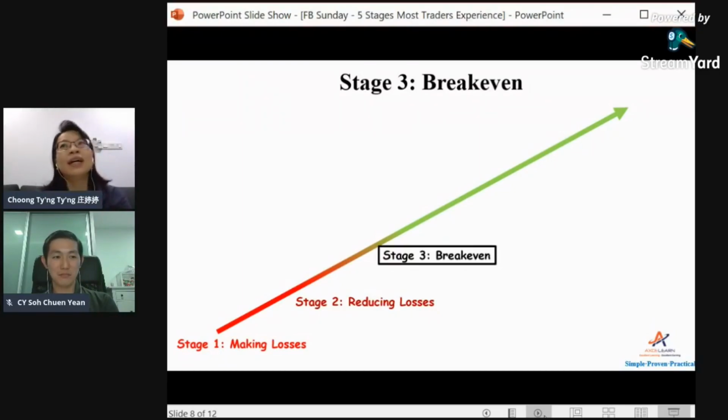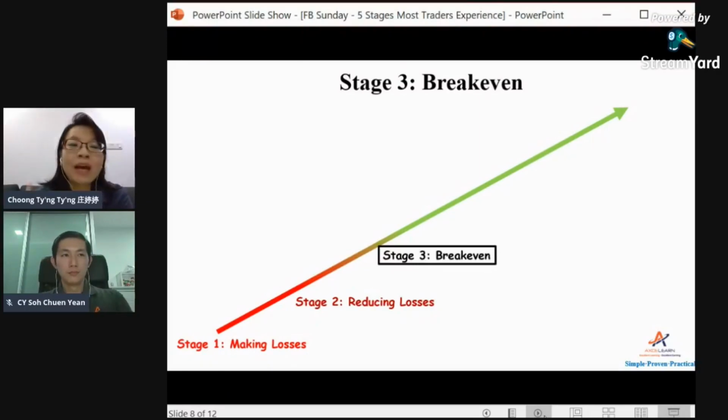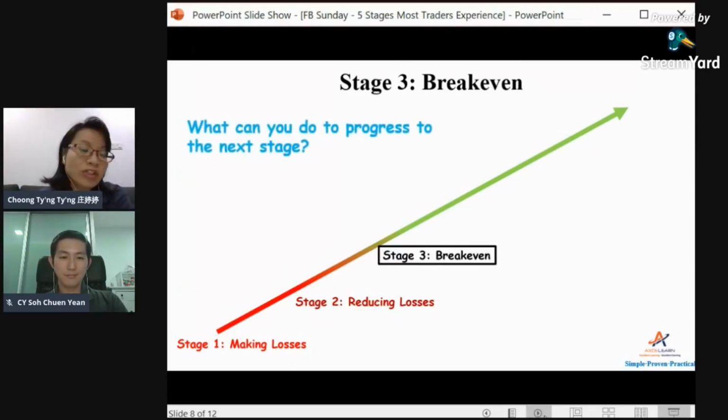This is very common. It doesn't matter whether you're in futures, stocks, property investment, or any other investment, or even in business. You will see this is a common situation. The 90-10 or 80-20 rule is very common. Nowadays, people tend to follow 90-10 because they couldn't identify the 80-20. So it's very different. So if you manage to go through stage 1 and stage 2 and you fall into stage 3, break even, then you are very good. Congratulations to you.